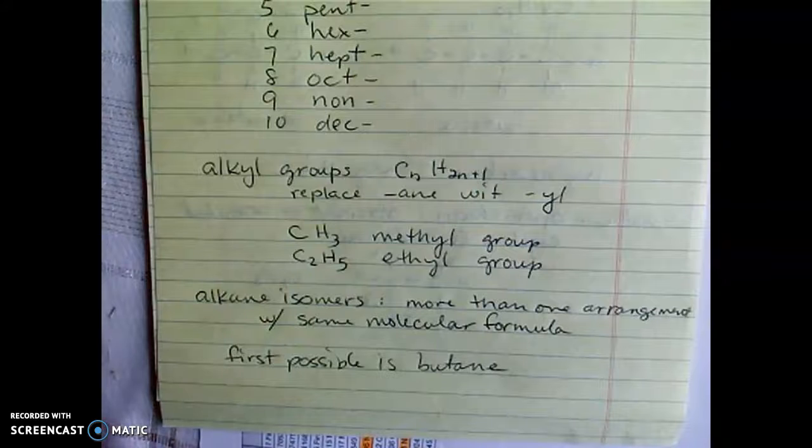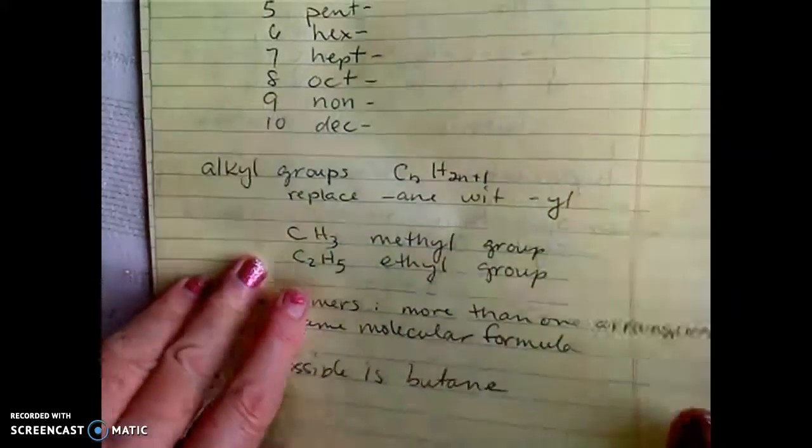Now, butane only has the two, but as you get more carbons, you can have more isomers. For example, pentane has 3 isomers, hexane has 5, heptane has 9, octane has 18. You don't have to memorize how many they have. You will just have to be able to draw the different possible isomers. So we've already seen butane, so let's take a look at pentane.